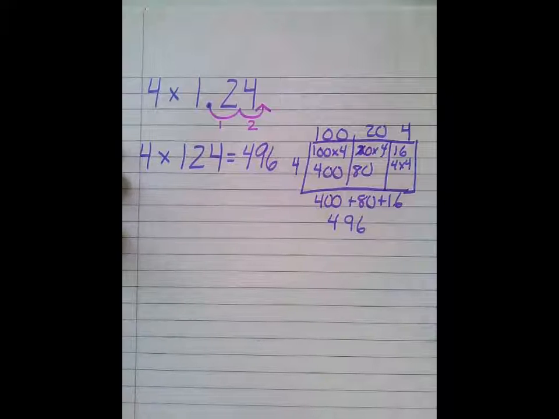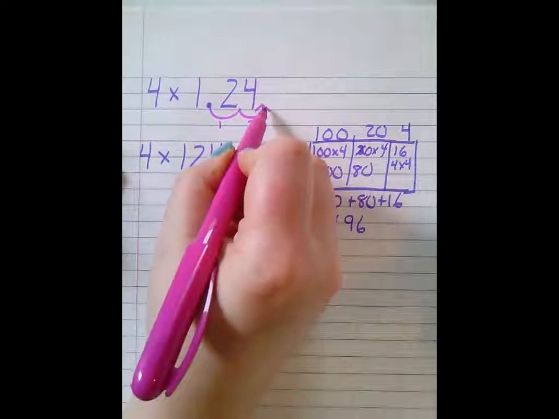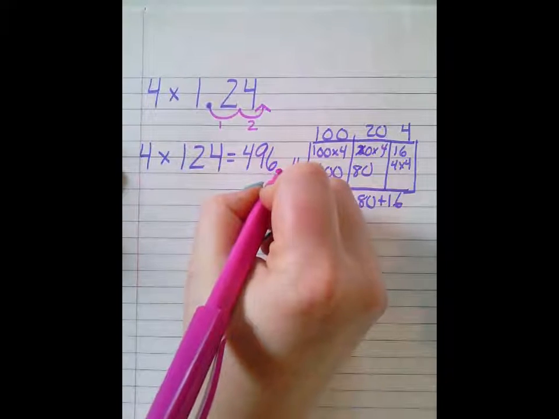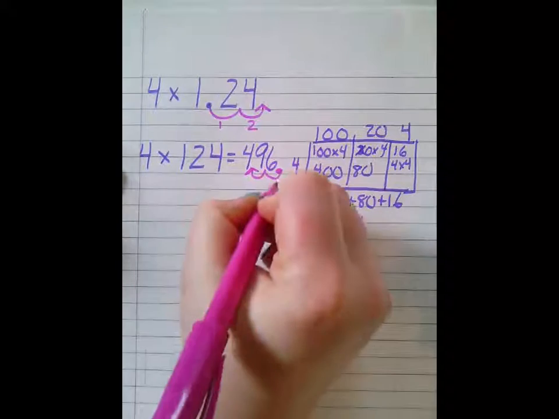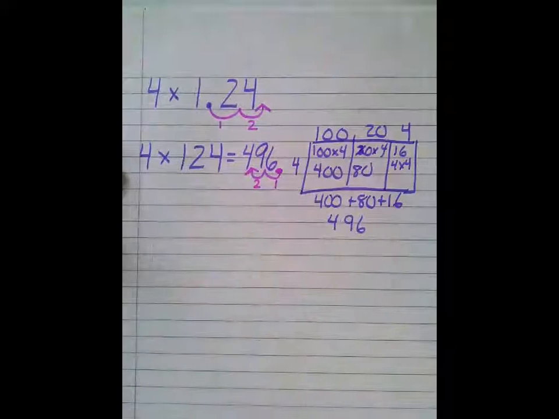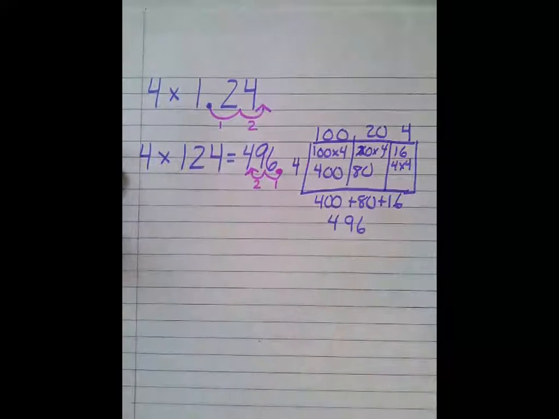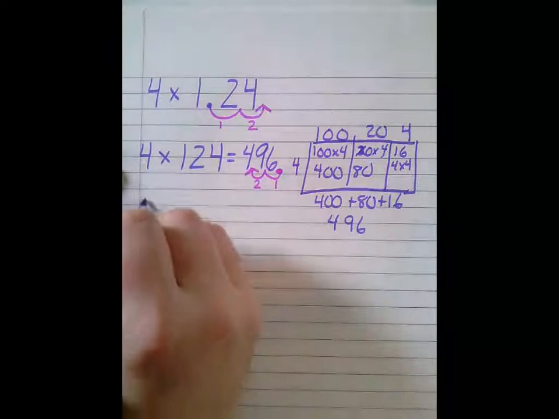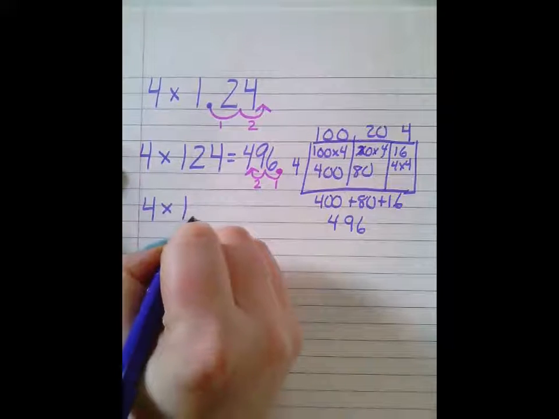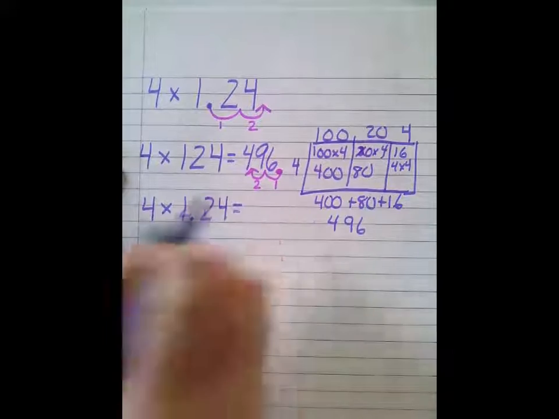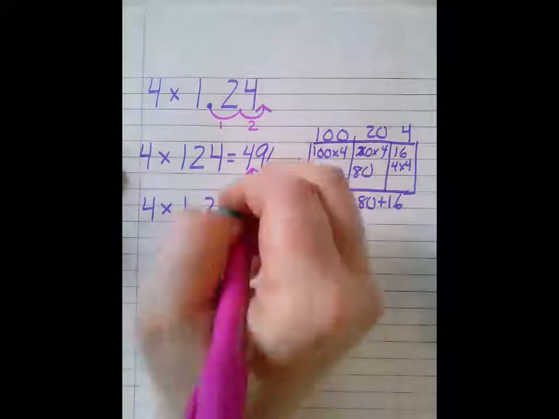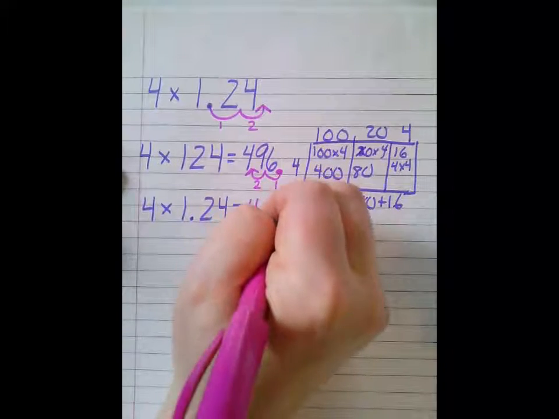But remember, we moved that decimal point over 2 spaces. So now we have to move that decimal point back over to the left 2 spaces. So our answer to 4 times 1 and 24 hundredths is actually 4 and 96 hundredths.